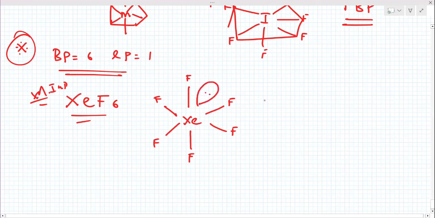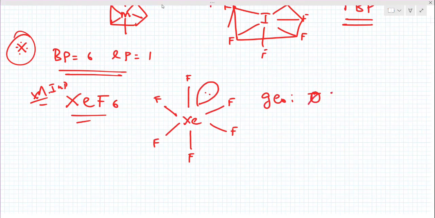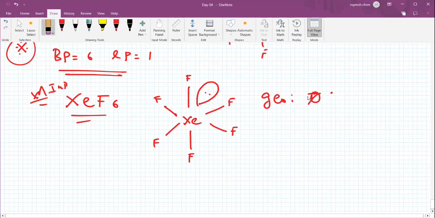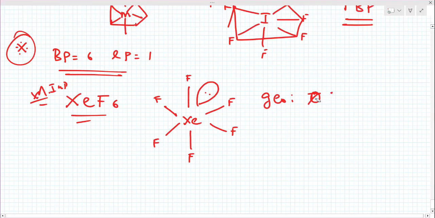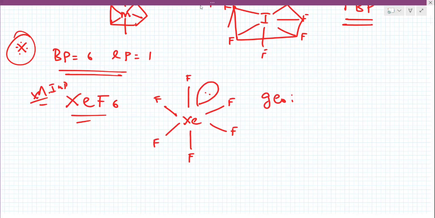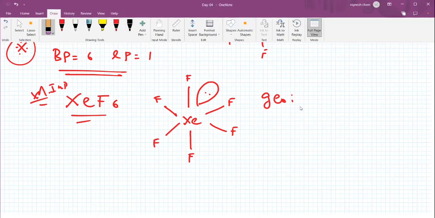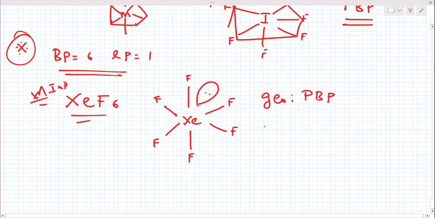Okay, this molecule's geometry is pentagonal bipyramidal. For geometry we have to count both bond pairs and lone pairs, right? Therefore 6 bond pairs and 1 lone pair. What is the geometry of this molecule? Pentagonal bipyramidal. What is the shape? Very important. If we want to find the shape, we count only the bond pairs, right? How many bond pairs? 6. This is octahedral.